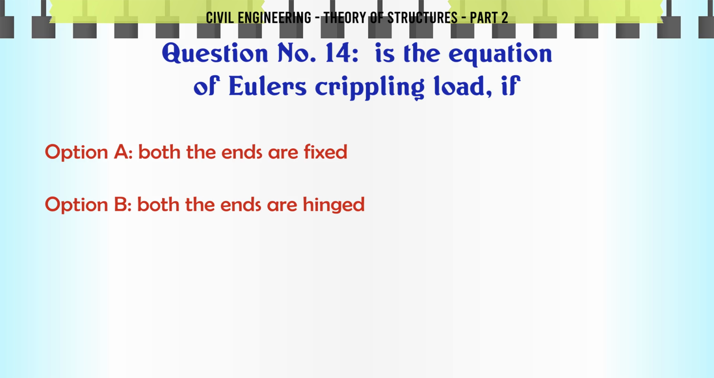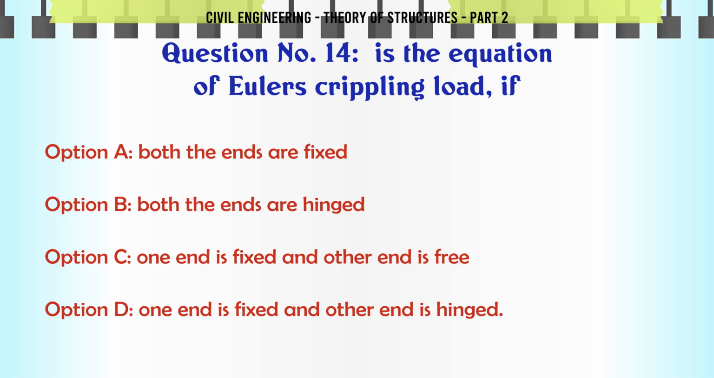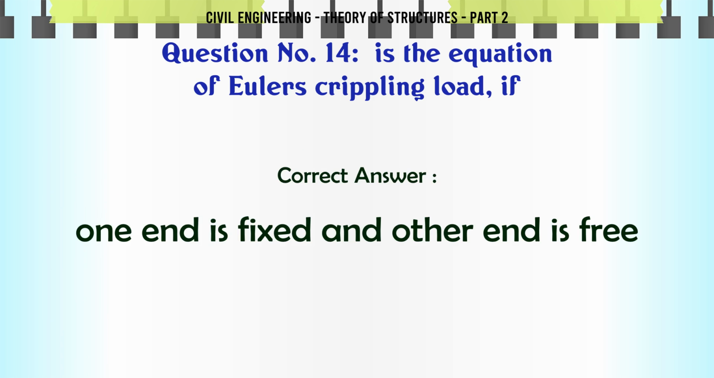Which is the equation of Euler's crippling load if A, both the ends are fixed, B, both the ends are hinged, C, one end is fixed and other end is free, D, one end is fixed and other end is hinged. The correct answer is one end is fixed and other end is free.